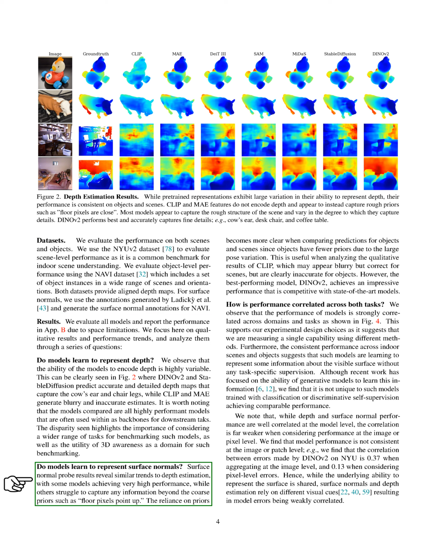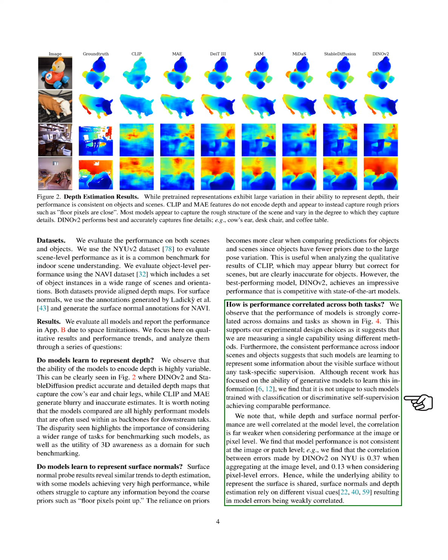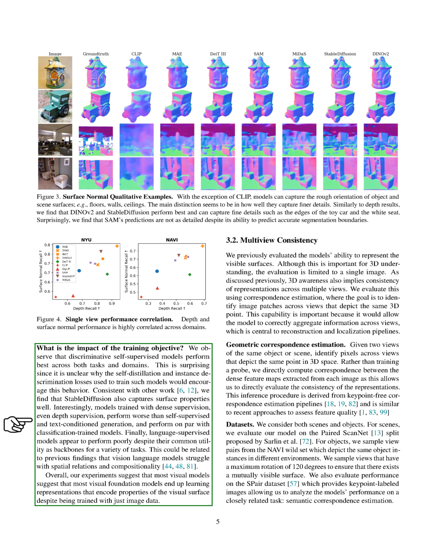Our evaluation focuses on qualitative results and performance trends. We analyze whether models can effectively represent depth and surface normals. We find that some models perform well in encoding depth and surface normals, while others struggle. The performance of models is strongly correlated across different tasks, indicating that they are learning to represent surface information without task-specific supervision. Discriminative self-supervised models perform best across tasks and domains.